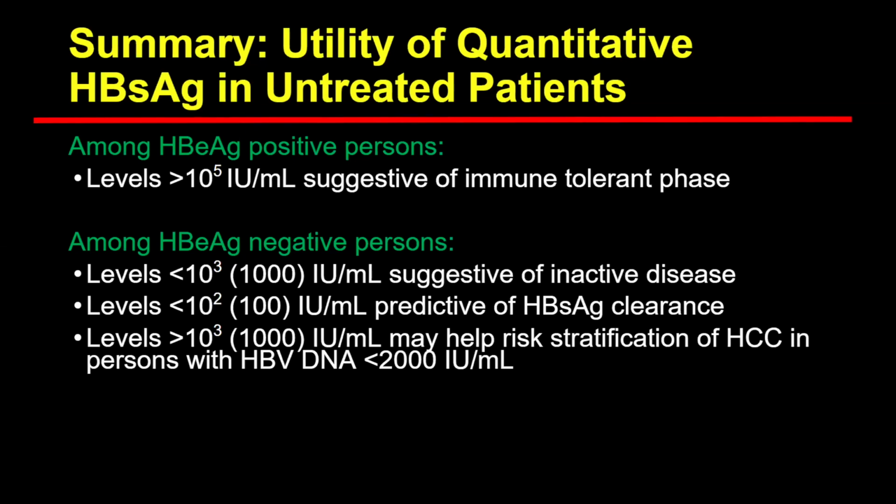And this is some data that Dr. Booty showed with you. Levels less than 100 are also highly predictive of subsequent surface antigen clearance, and Dr. Booty also showed some data to support this statement. And then finally, levels greater than 1,000 may help risk stratification of HCC in persons with DNA levels less than 2,000, as I've recently discussed. Next slide, please. So now I'll turn to the utility of surface antigen for selecting candidates for nucleoside analog withdrawal.